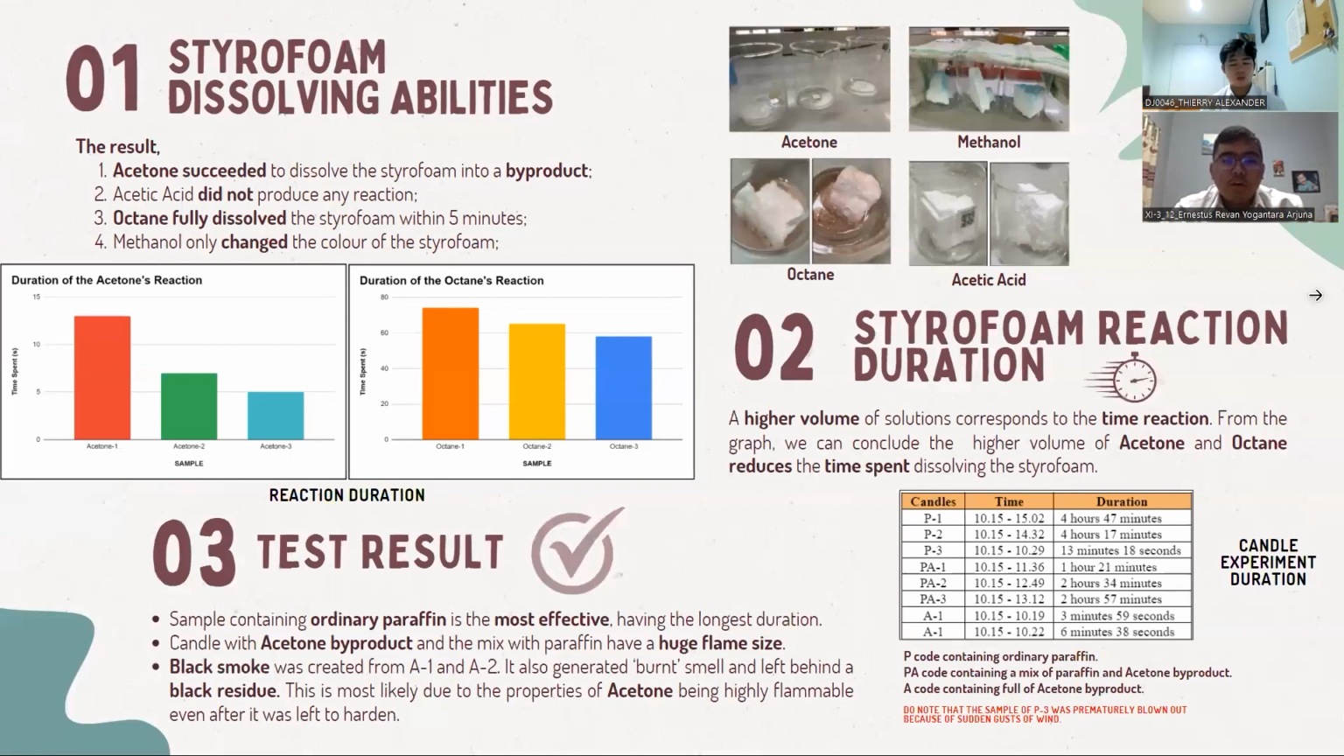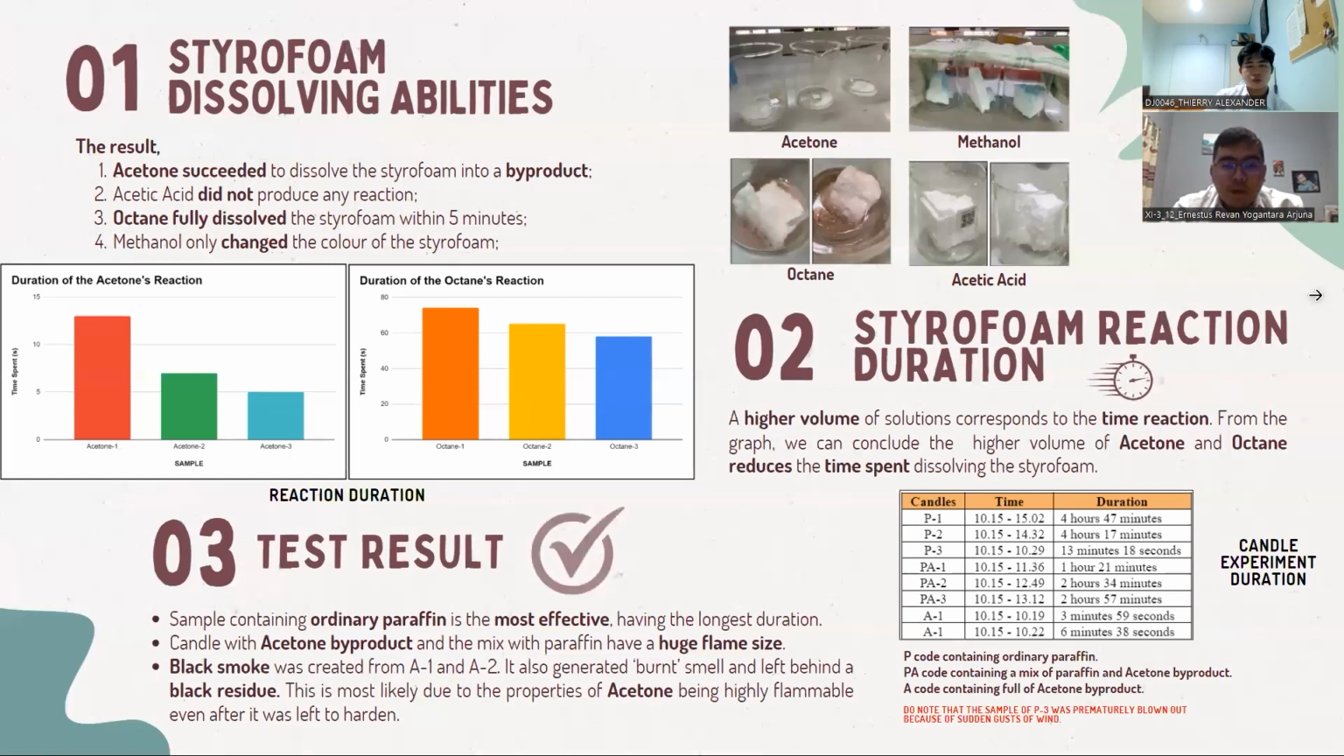From the two graphs below, we can see the duration of the acetone's reaction and also the duration of the octane's reaction, where acetone 1, acetone 2, and acetone 3 had a time range of 5 seconds up until around 13 seconds, and the octane had a time span of a little under 60 seconds up until 70 to 75 seconds.